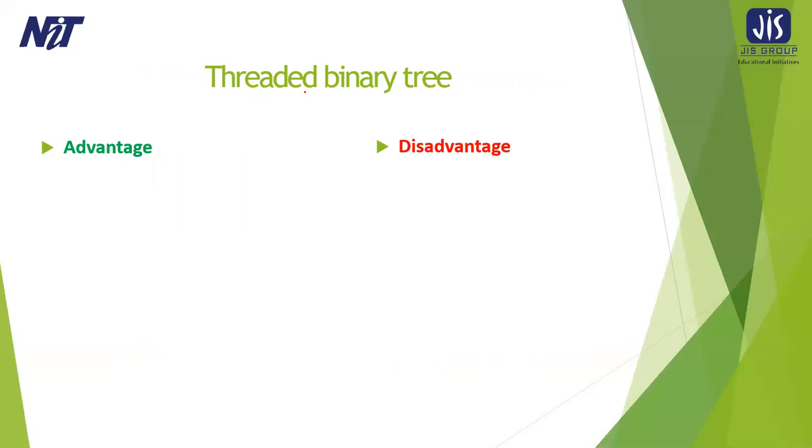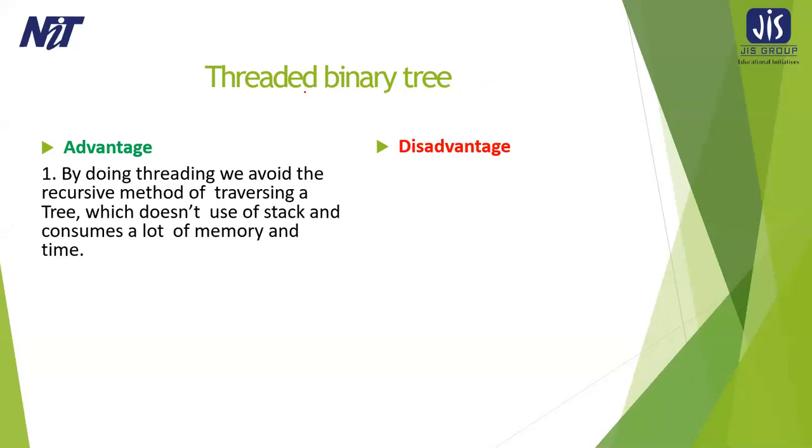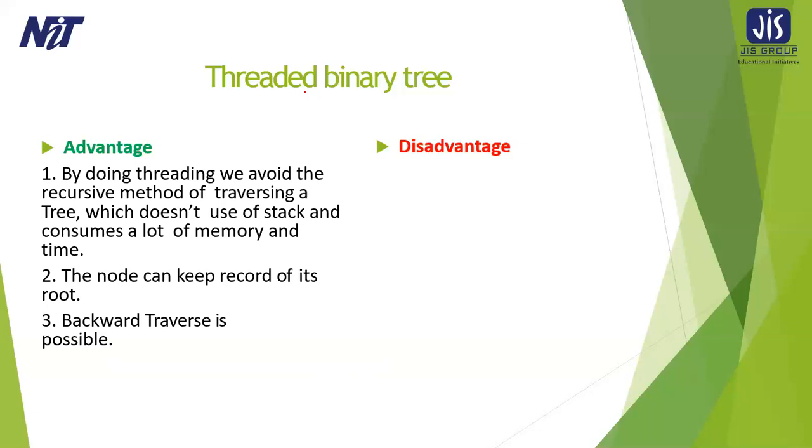So now what are the advantages and disadvantages of using a threaded binary tree? First come to the advantages. Number one, by doing threading, we avoid the recursive method of traversing a tree, which uses the stack and consumes a lot of memory and time. Number two, the node can keep a record of its route. Number three, backward traversal is possible. And number four, it is applicable in most types of binary trees.